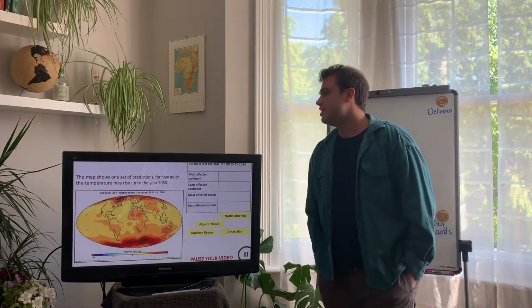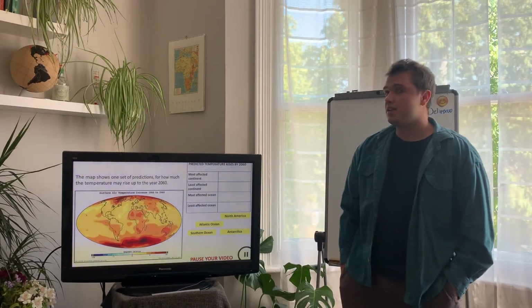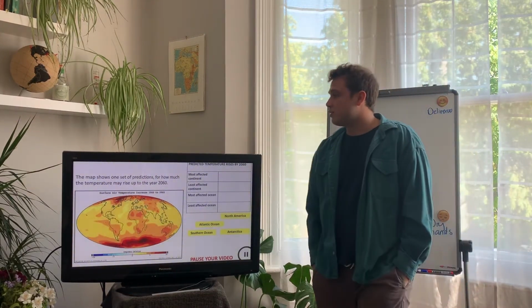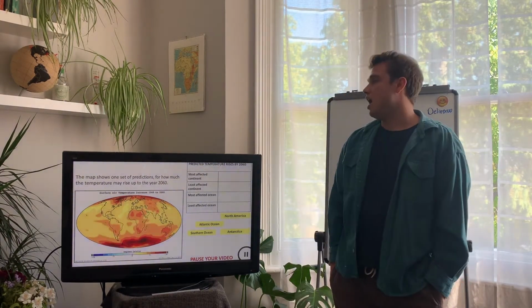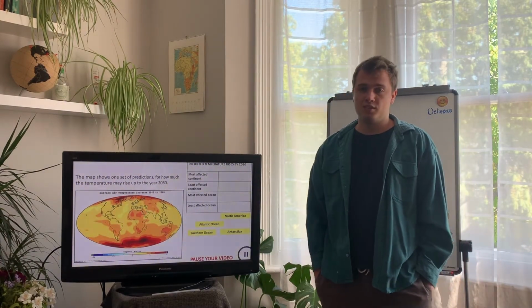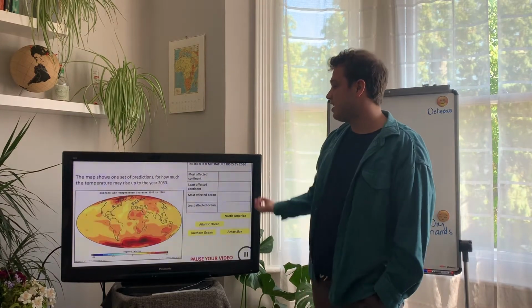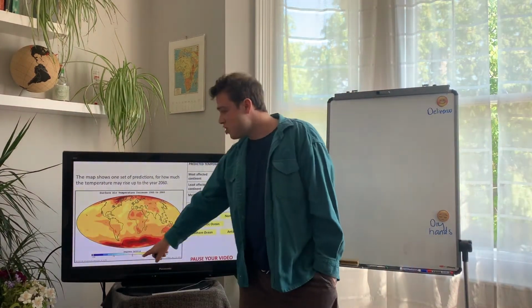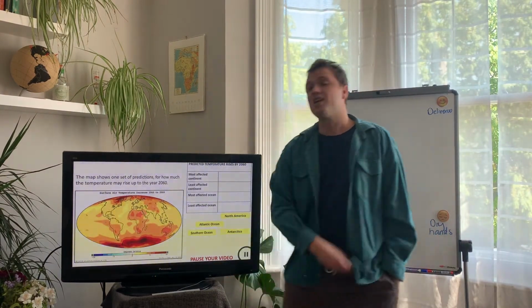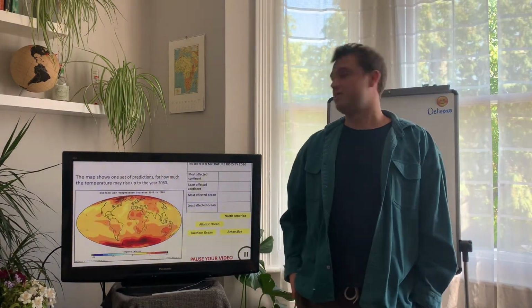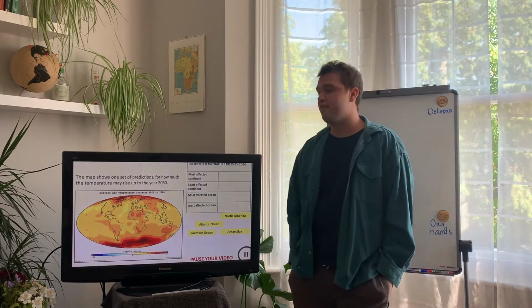Okay, so this map here is just predictions. It's a choropleth map showing us predictions of how global temperatures will increase by the year 2060. So over the next 40 years, this is what is expected to happen to temperatures. Obviously, as we can see, no temperatures are decreasing. No one is expected to be colder, but there's going to be varying scales in different parts of the world. Different parts of the world are going to be more or less affected by it.